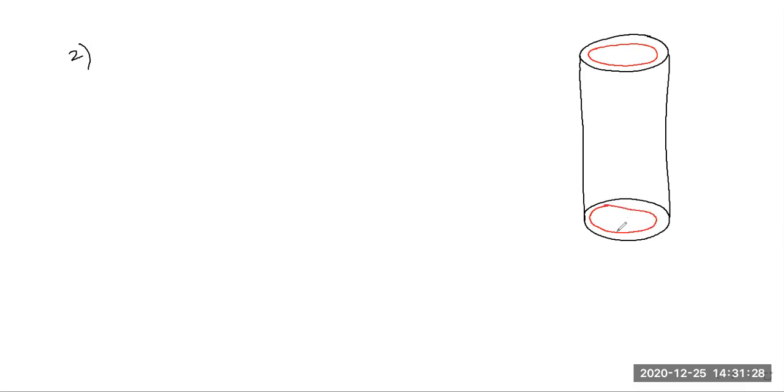He says the inner diameter of the cylindrical pipe is 24 centimeters. So this inner diameter is 24 centimeters, and the outer diameter is 28 centimeters. Now we want to find the inner radius and outer radius. What will be the inner radius? Inner radius will be 24 by 2, that is 12 centimeters. How much will be the outer radius? 14 centimeters. It is correct.